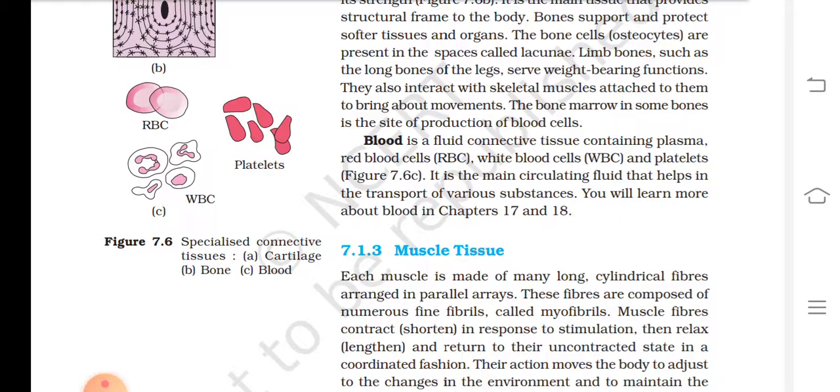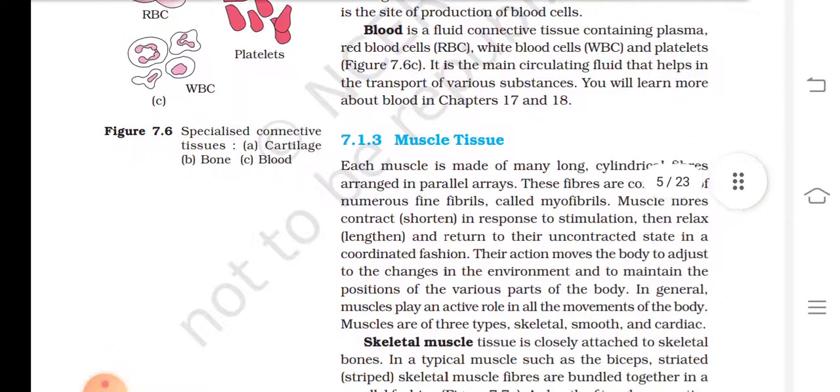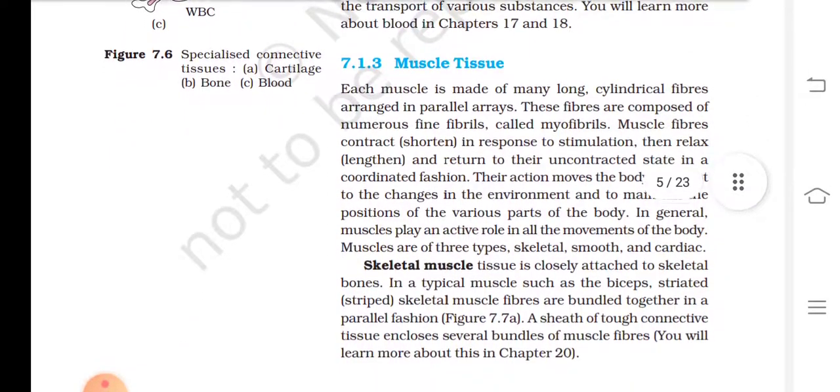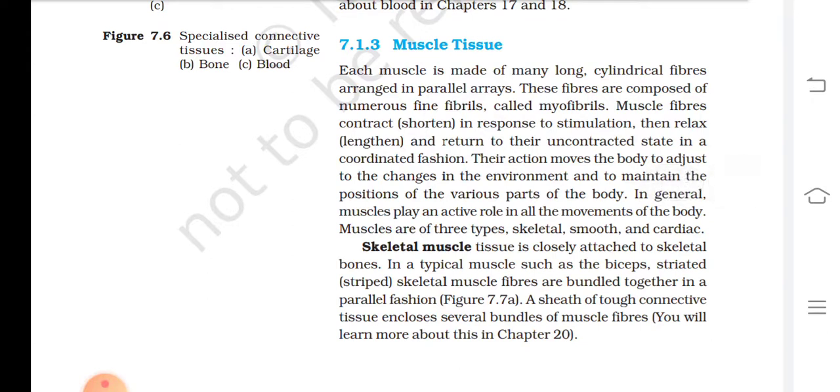Blood is a fluid connective tissue containing plasma, red blood cells, white blood cells, and platelets, that is given in figure 7.6c. It is the main circulating fluid that helps in the transport of various substances. You will learn more about blood in chapters 17 and 18.